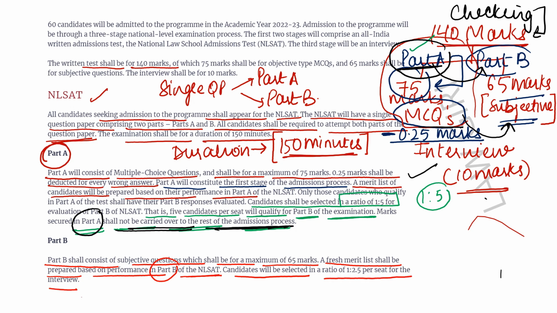for the interview. ठीक है ना, तो पार्ट बी के बेसिस पे आपकी जो मेरिट लिस्ट है वो बनेगी एंड उसके बेसिस पे आप इंटरव्यू के लिए सिलेक्ट होगे एंड फिर आपका इंटरव्यू होगा. तो हर पार्ट की अपनी ही इंपॉर्टेंस है.